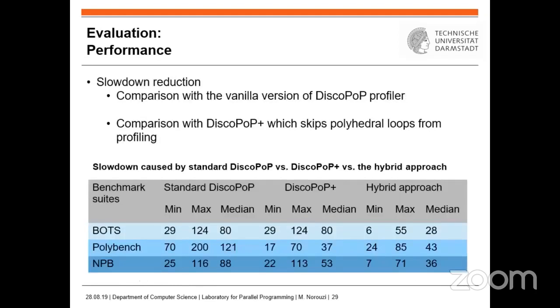Here we see the average profiling overhead time for each benchmark suite and each of the approaches. We see that on average, our approach far outperforms both Discopop and Discopop Plus in both the NPB and BOTS benchmarks. It provides only a slightly lower improvement over Discopop Plus in the Polybench benchmark suite. This is because all hotspots in this suite are polyhedral loops, which Pluto and therefore Discopop Plus can statically parallelize.